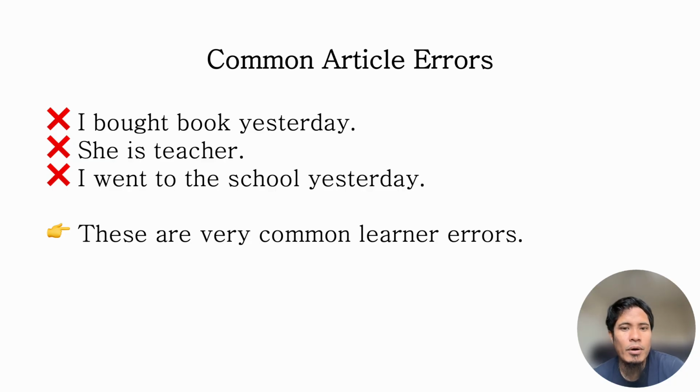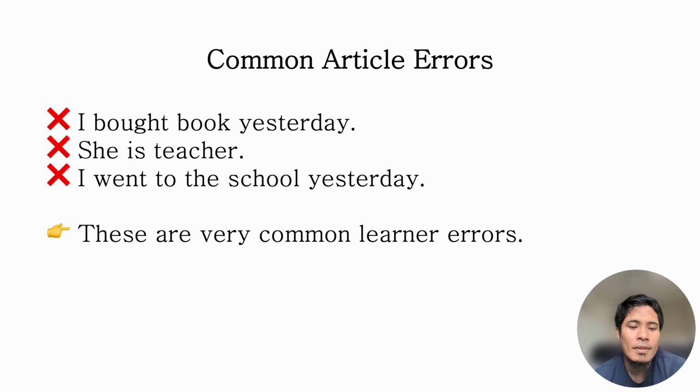First, I bought book yesterday. The sentence is missing an article. In English, we cannot usually use a singular countable noun like book without an article. So we need to say I bought a book yesterday.